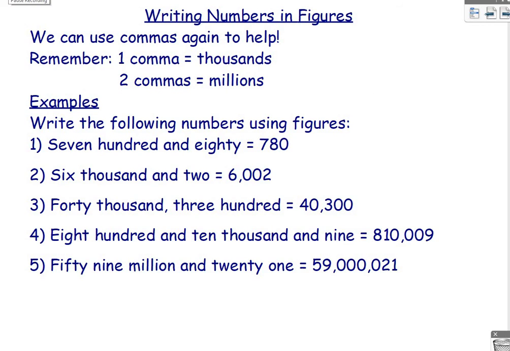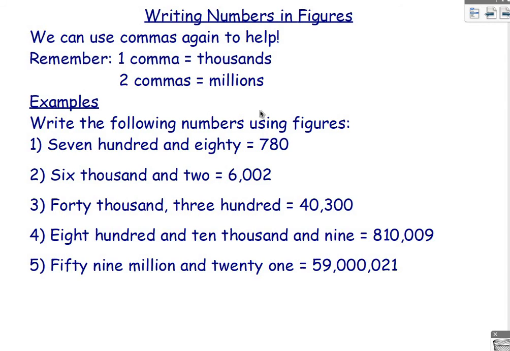Okay, back into your big books now. Put the heading writing numbers in figures. And again, if you could copy the notes and examples into your big book. I'll explain what the page is about. So I'm saying use commas again to help. 1 comma means thousands, 2 commas is millions.